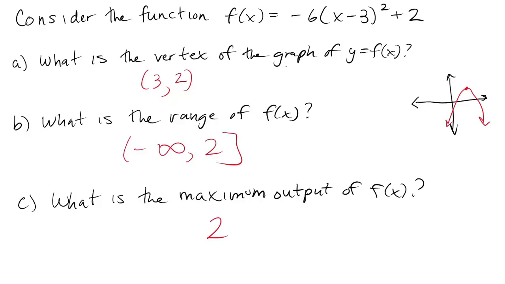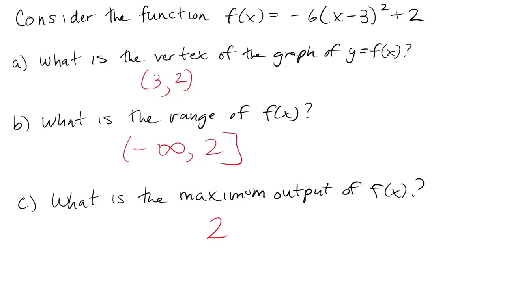When a parabola opens downward, the function will have a maximum output, and it's the y-coordinate of the vertex. When a function opens upward, it has a minimum possible output, which is also the y-coordinate of the vertex. It's all dependent on the orientation of the parabola.